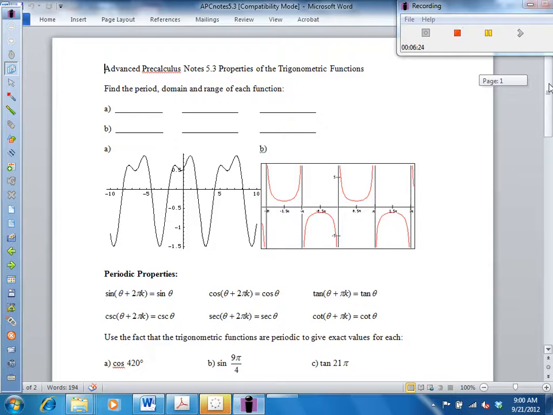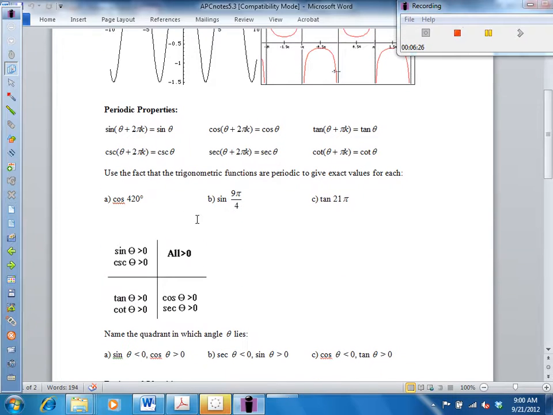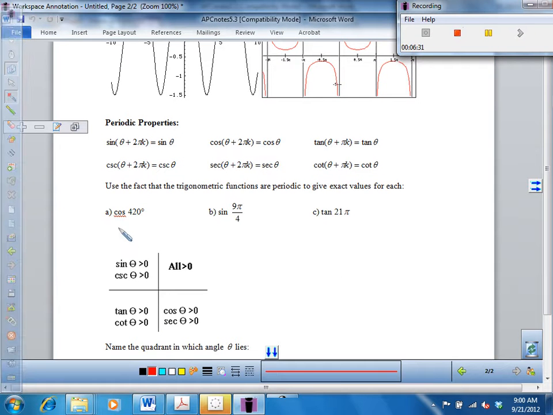You do that like this, cosine of 420. We already did ones like this, right? You can tell me how to do this. Right, because cosine is periodic, then the cosine of 420 can be rewritten as the cosine of 360 plus 60, right? And since I know that it repeats itself every 360, this is equal to the cosine of 60.